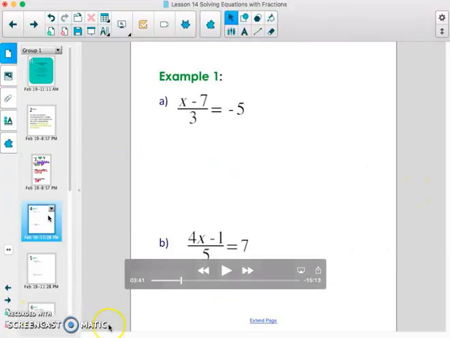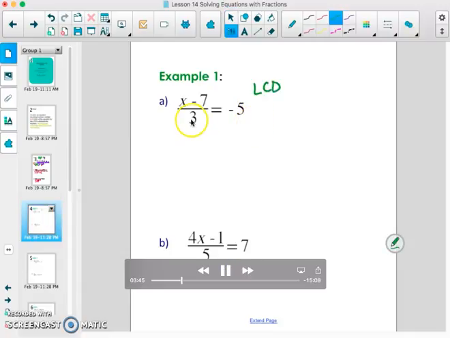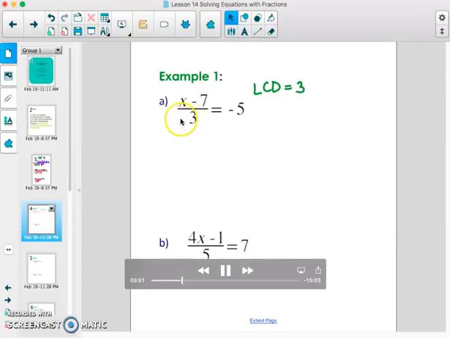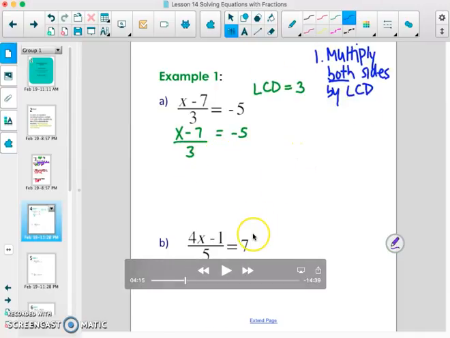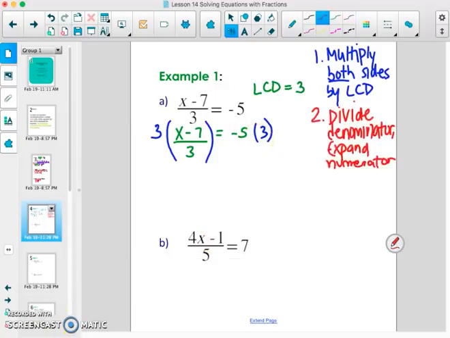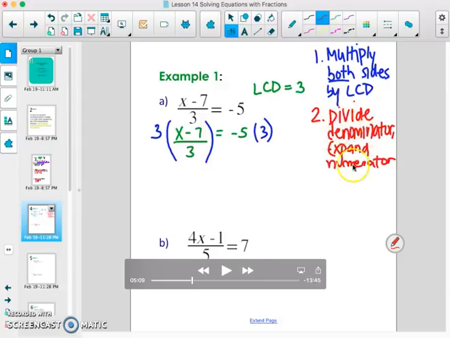Okay? Alright, in this example, again, we're looking for the LCD first. Between this 3 and this imaginary 1 there, our LCD is going to be 3. So the first step says let's multiply both sides by 3. We write down the 3 with this part of the fraction in brackets. The first step is to multiply both sides by the LCD, so we're going to do that: 3 times this side, 3 times this side. The next step is to divide the denominator and expand the numerator.